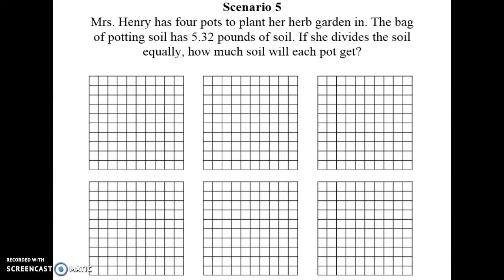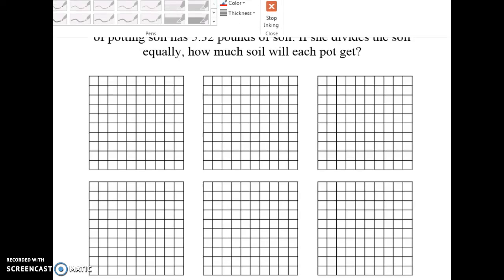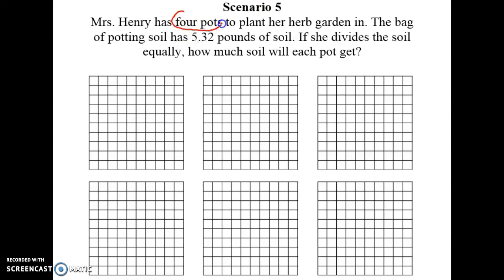All right, so in this scenario, you have 5 32/100 pounds of soil, and it's being divided among 4 potted plants. So again, we know that we need to use the number 4 and 5 32/100 pounds of soil. It tells us to divide right in the sentence, so that helps. And it also says equally. Now we've already created our horizontal sentence by writing it on the board, so I'm just going to rewrite it over here on the side.